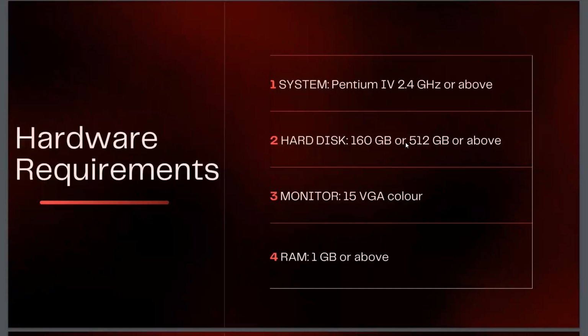So this concludes the plan of work, and we're coming to hardware requirements, which include system, hard disk, monitor, and RAM. The system includes Pentium IV 2.4 gigahertz or above. Hard disk includes 160 GB or 512 GB or above. Monitor with 15 VGA color, and RAM with 1 GB or above.